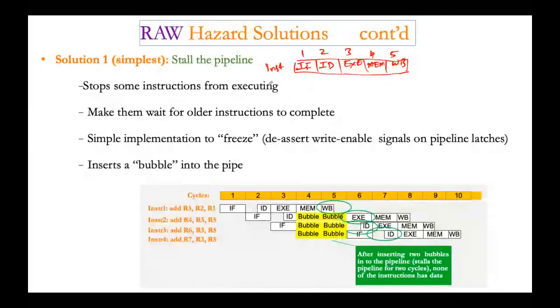Now for instruction 2, in the first cycle the instruction fetching is busy with instruction 1, so instruction 2 will not be taken. In the second cycle, instruction 1 enters the next stage, that is instruction decoding. So the instruction fetching functional unit is free, so that will be allotted to instruction 2.